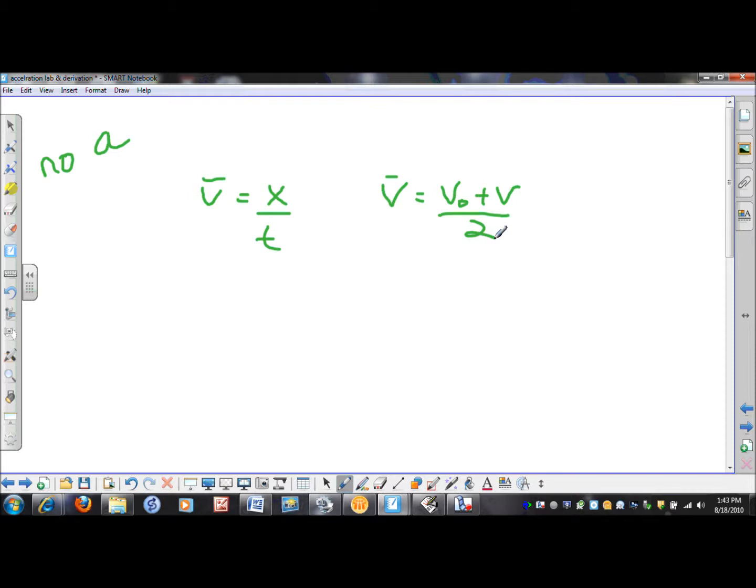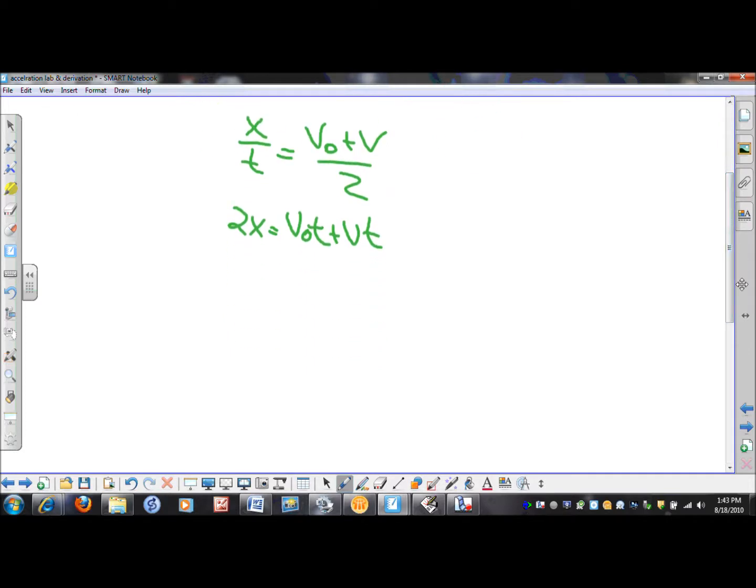Put them together. We're going to have our v naught, our v, our x, our t. Everything but a. So if average velocity equals this, and average velocity equals this, then x over t must equal v naught plus v over 2. Cross multiply, 2x equals v naught t plus vt. Well, I want to factor that t out that I just distributed. I guess I shouldn't have distributed in the first place. So I'm going to go 2x equals t times v naught plus v.